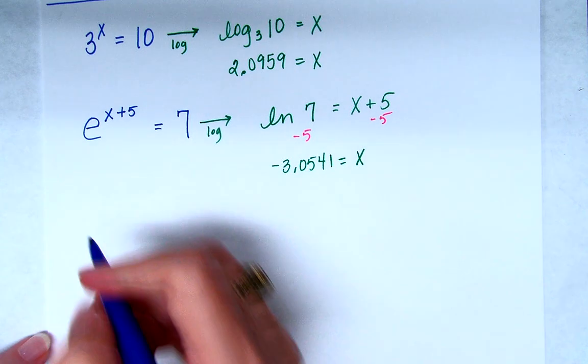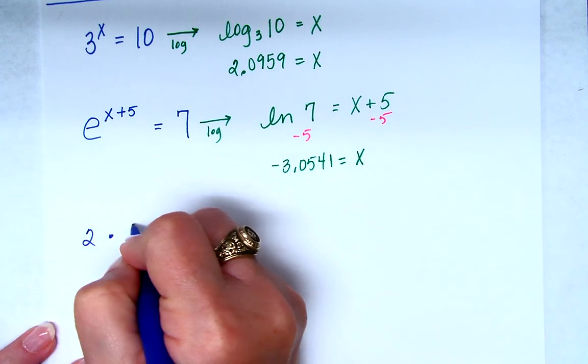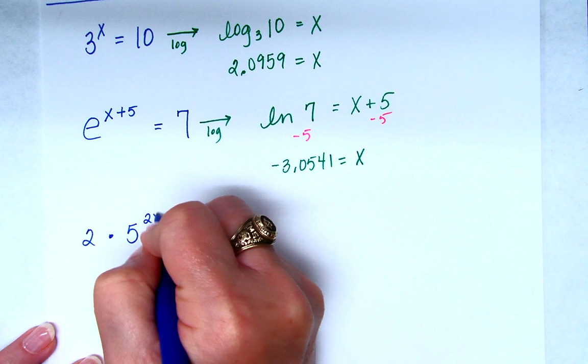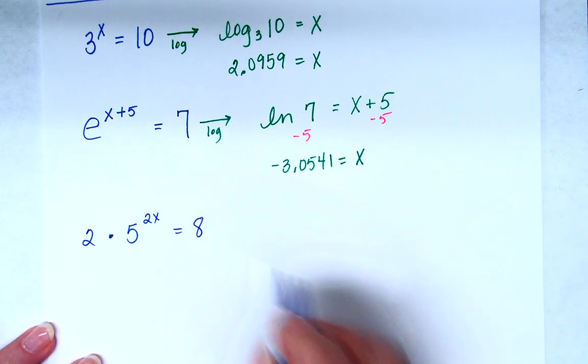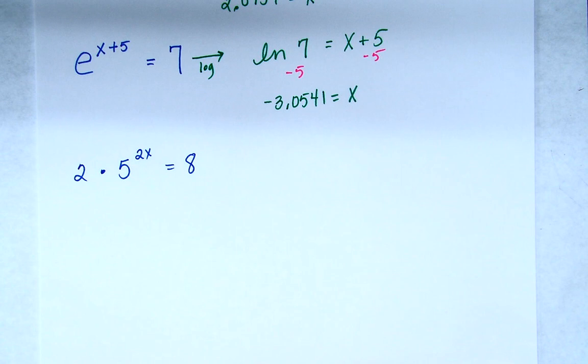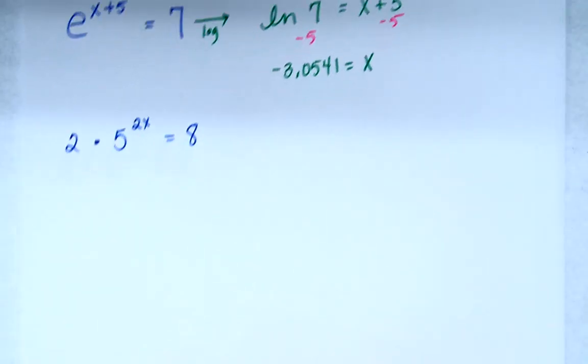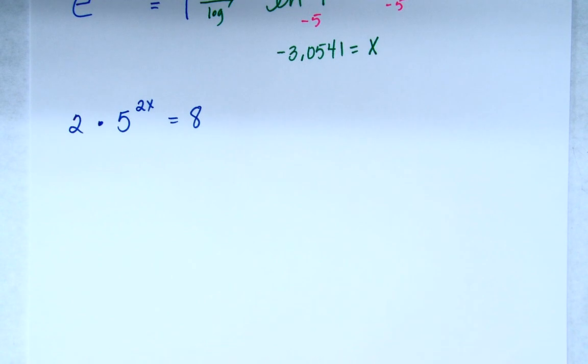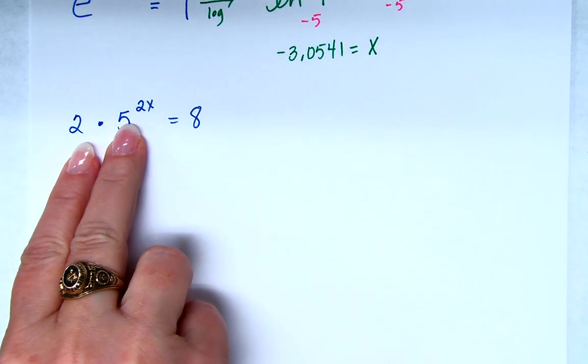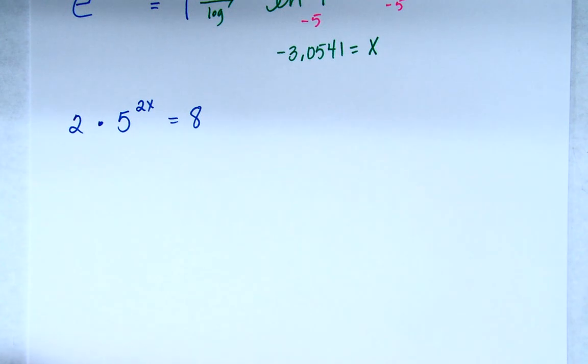Two times 5 to the 2x power equals 8. Is the base isolated? No. Can I tell you that the most popular incorrect thing people do right here is say that that's 10? Okay, why can I not do that?